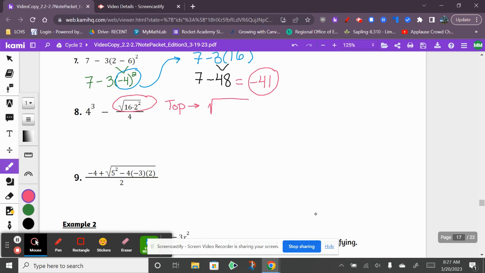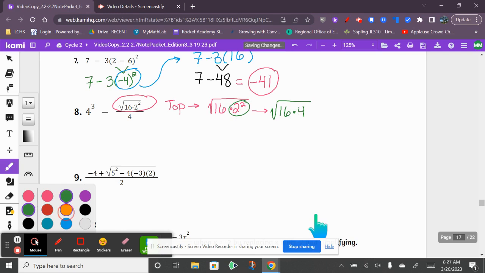I'm going to have the square root of 16 times 2 squared. I'm going to work out what's inside my grouping first. So I'm going to work out inside the grouping symbol, or the square root. I have multiplication and an exponent, so I'm first going to apply the exponent. So I get 16 times 4.